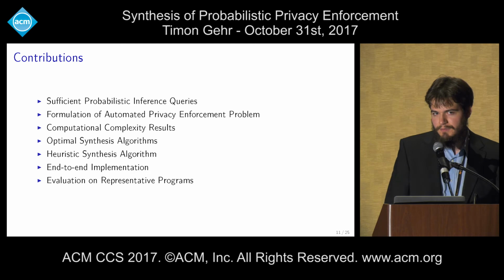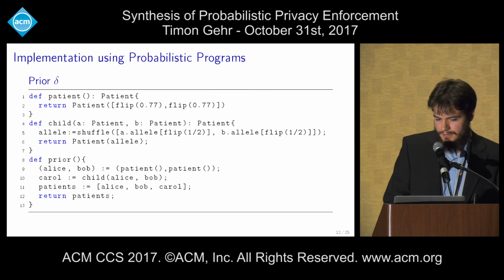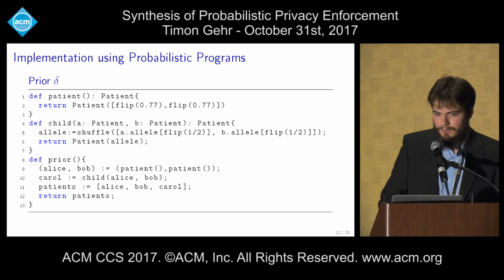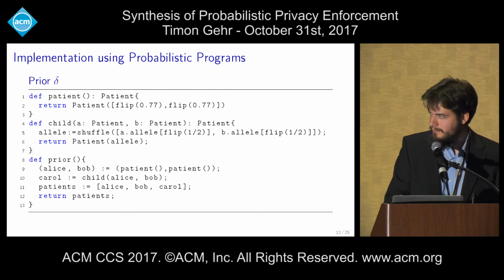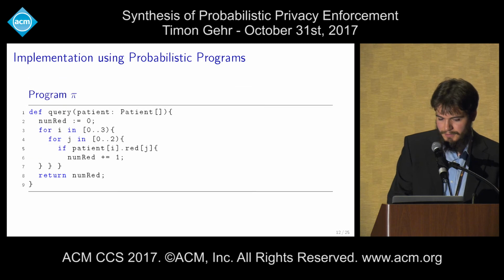So this is the prior distribution, which is represented as a probabilistic program. So first, this function here shows our prior belief over some patient about whom we don't know anything more than that it's just some patient. And so we just draw his 2 alleles from the probability distribution of the general population.